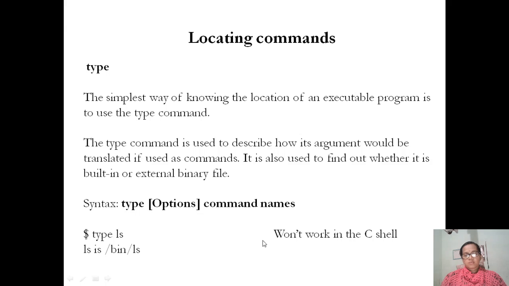In some shells it won't work. In the C shell, this type will not work, but in other shells it works. So ls is /bin/ls, which means it is stored in bin. When you execute this ls command, what will it do? The shell will locate these files in the binary directory and make arrangements in order to execute it.